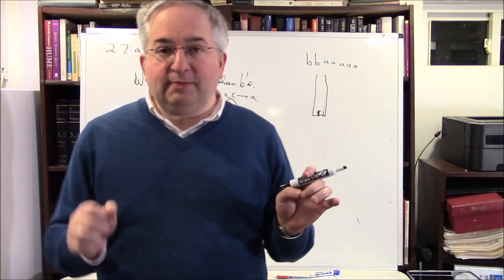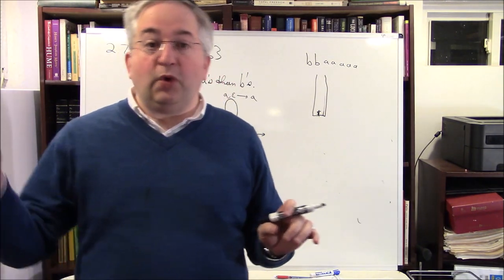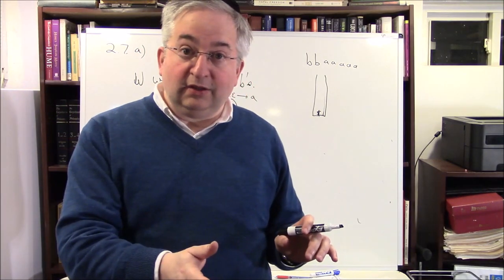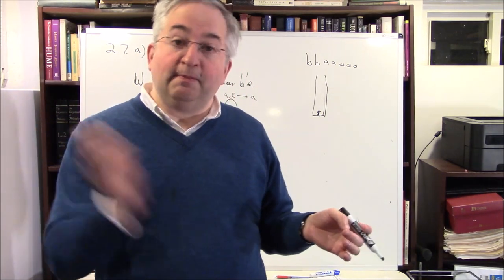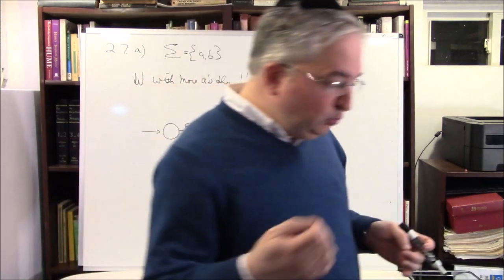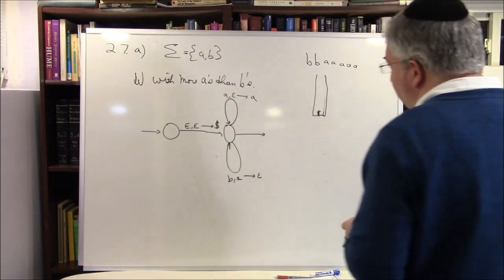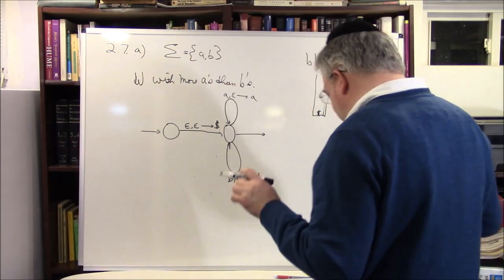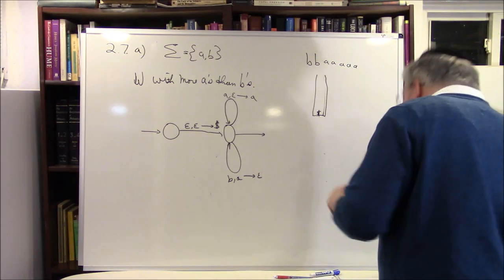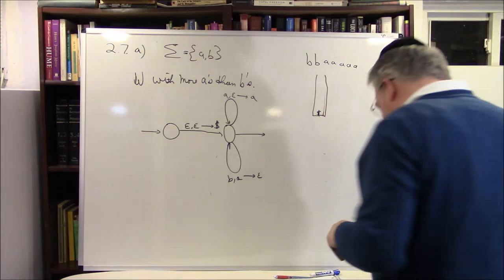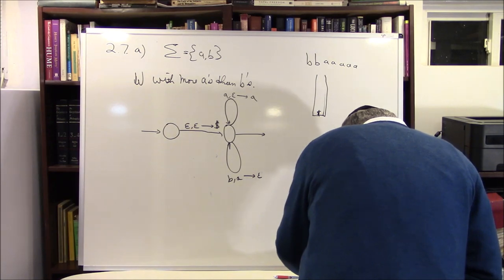But at the same time, non-deterministically, we also want to, every time we see an A, let's say there is no B, push it on. Okay, so here's really where the non-determinism comes in. What I'd like to do is give you the answer, and then we'll go through a couple of cases so we can see what happens. Okay, so let's do this.